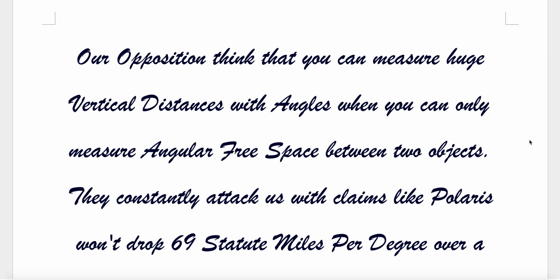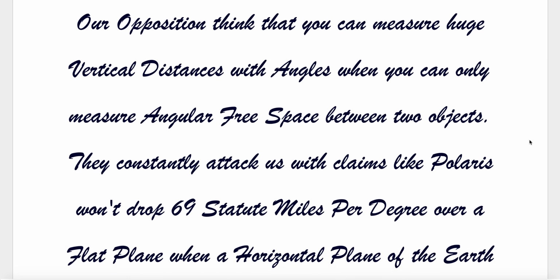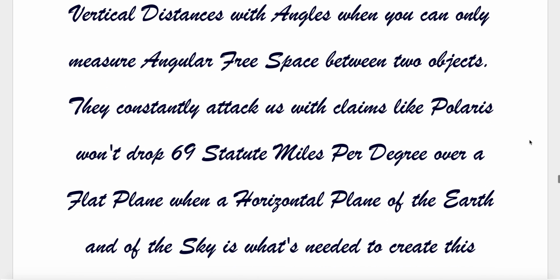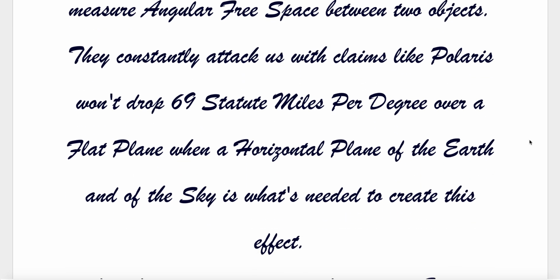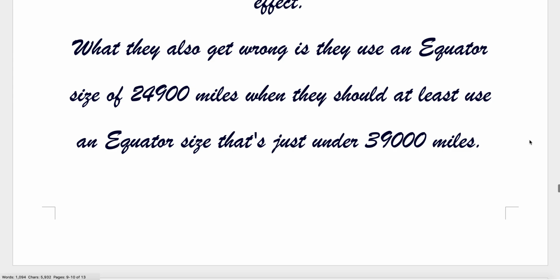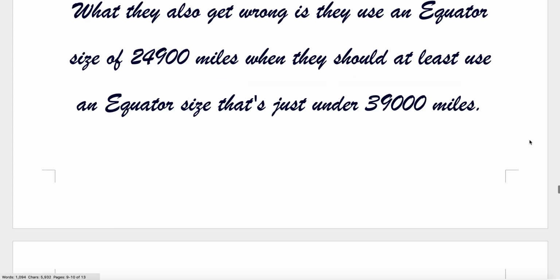They constantly attack us with claims like Polaris won't drop 69 statute miles per degree over a flat plane, when a horizontal plane of the Earth and of the sky is what's needed to create this effect. What they also get wrong is they use an equator size of 24,900 miles when they should at least use an equator size that's just under 39,000 miles.